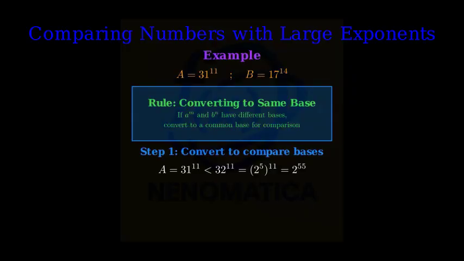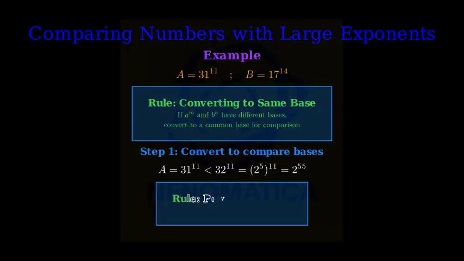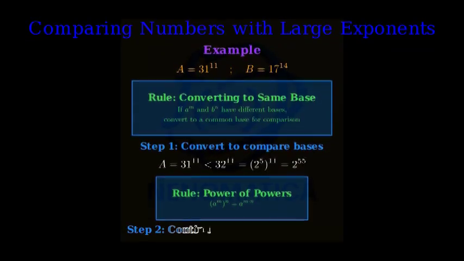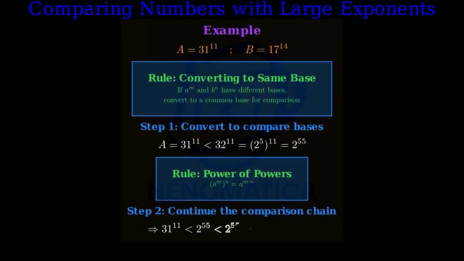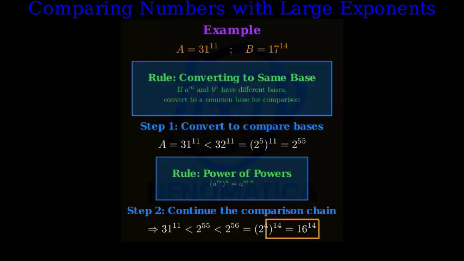Now that we have a in the form of a power of 2, let's continue by comparing this to the next power. We have 2 to the power of 55, which is less than 2 to the power of 56. We can rewrite 2 to the power of 56 as 2 to the power of 4, to the power of 14, which equals 16 to the power of 14.